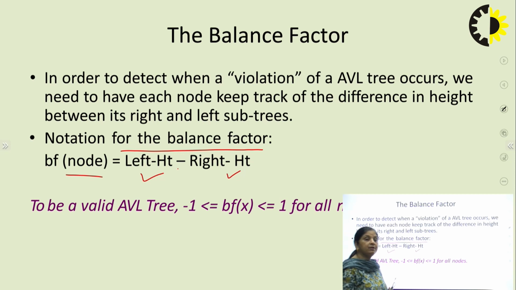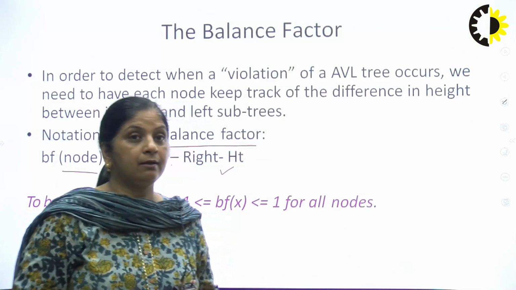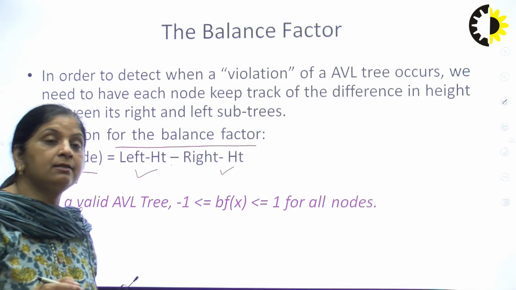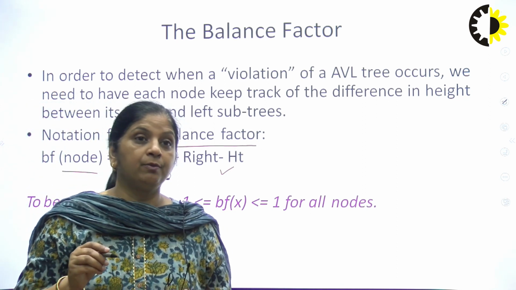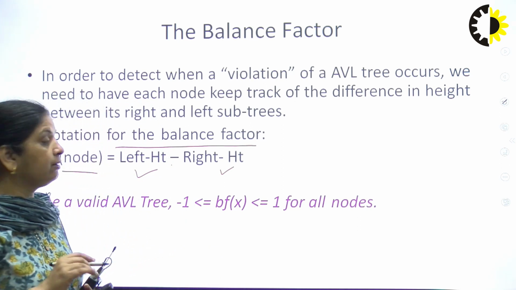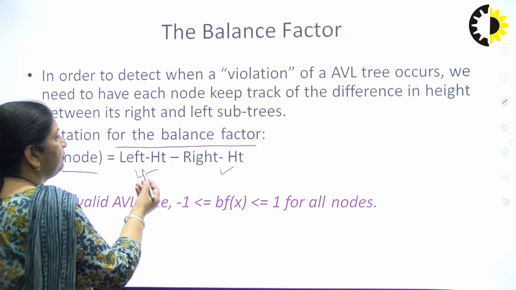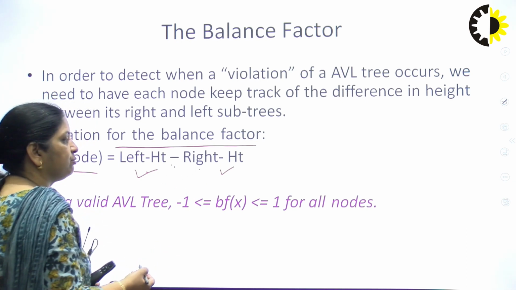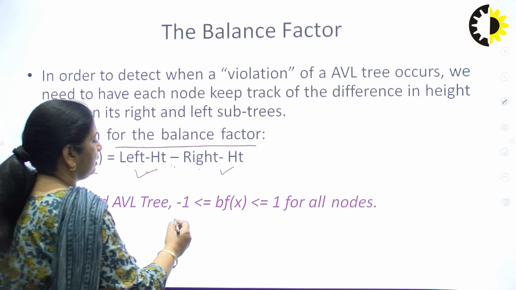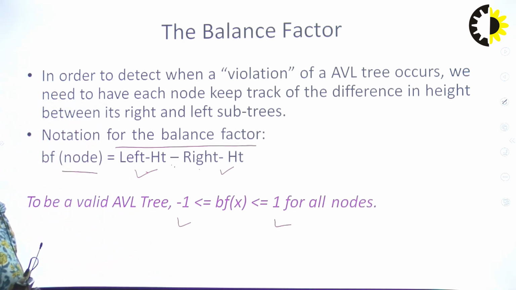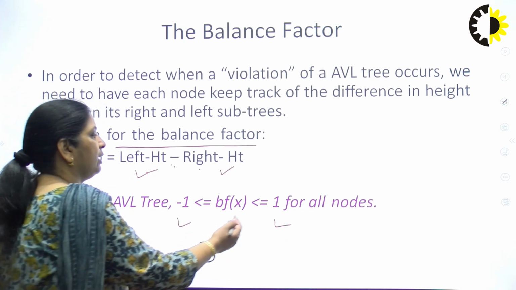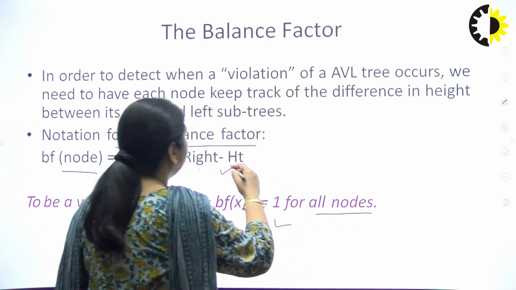The difference between left subtree height and right subtree height. So what is desirable in AVL? Left and right height distance should be at most 1. It means 0 or 1. So if we calculate this value, the difference will be either -1, 0 or 1. So the distance must lie between -1 and 1 for all the nodes.